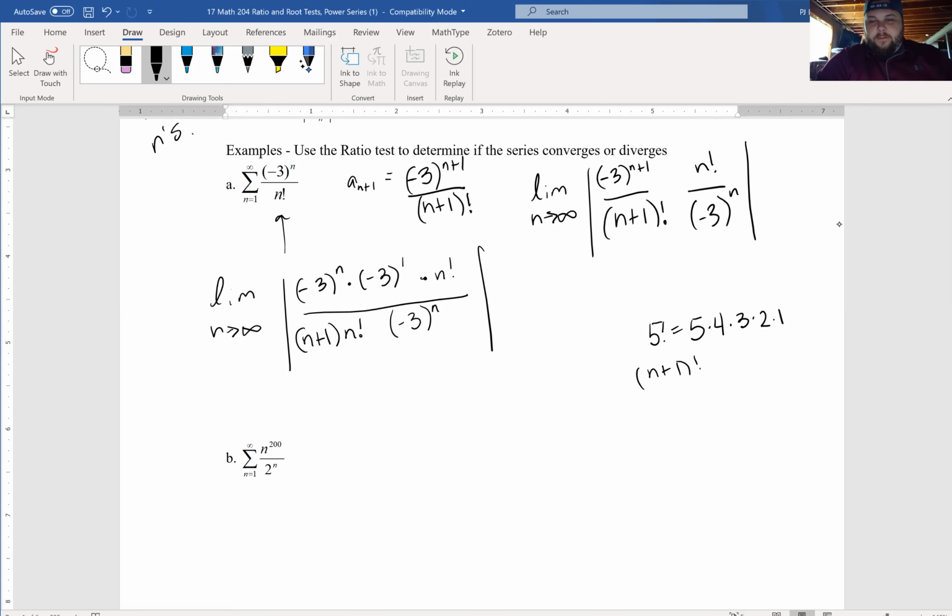Let's do it anyway, because I'm sure you're not the only one. So if I want to do n+1 factorial, you just start with n+1. The next one is n+1 minus 1. And you could keep going, or I can just stop at any point and call it a factorial. So that's n+1 times n factorial.